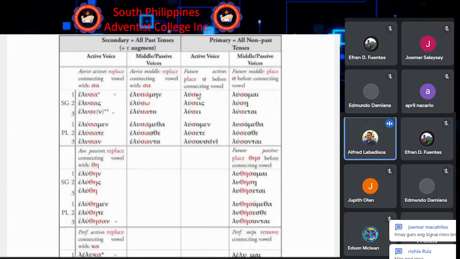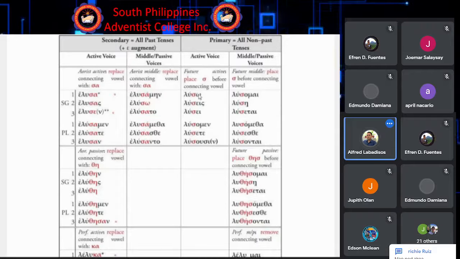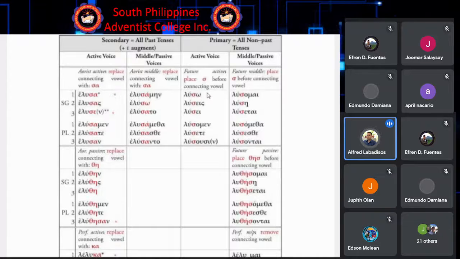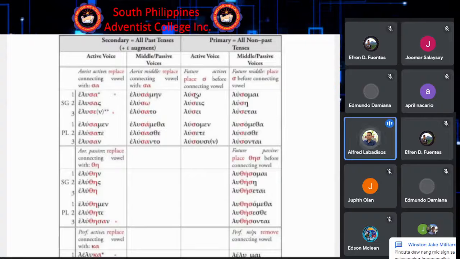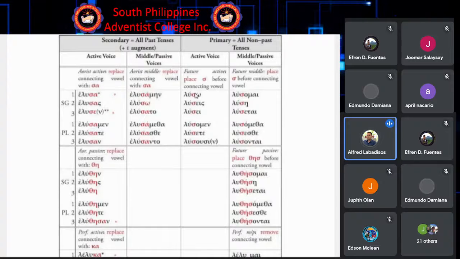Okay, the sigma. You just put sigma in between the verbal stem and the ending, then you will have the future tense. We have luso, luseis, lusei, lusomen, lusete, lusousi. So the difference between the present active and the future active is only the sigma. The sigma tells you that this word is in the future tense active. So the tense identifier for future active is sigma.